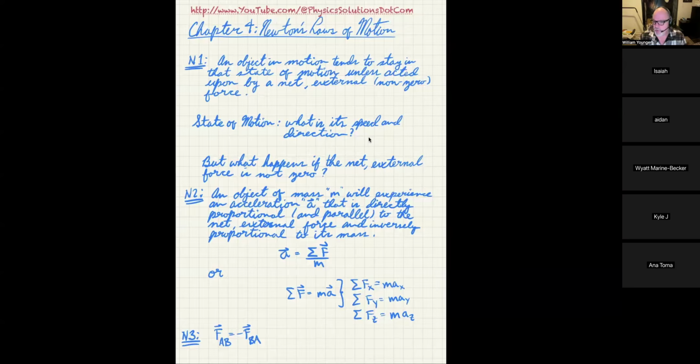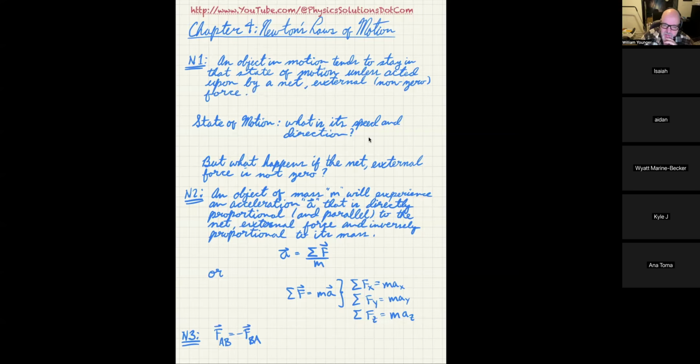This is the part that Newton came up with all on his own, and it's called Newton's second law. An object of mass m, and this could be a system of mass m as well, but I'm saying an object of mass m will experience an acceleration a vector that is directly proportional (and parallel) to the net external force, and inversely proportional to its mass. So this is that thumbs up, thumbs up, thumbs up, thumbs down verbiage that I've been using, and I want you guys to adopt from a conceptual standpoint.